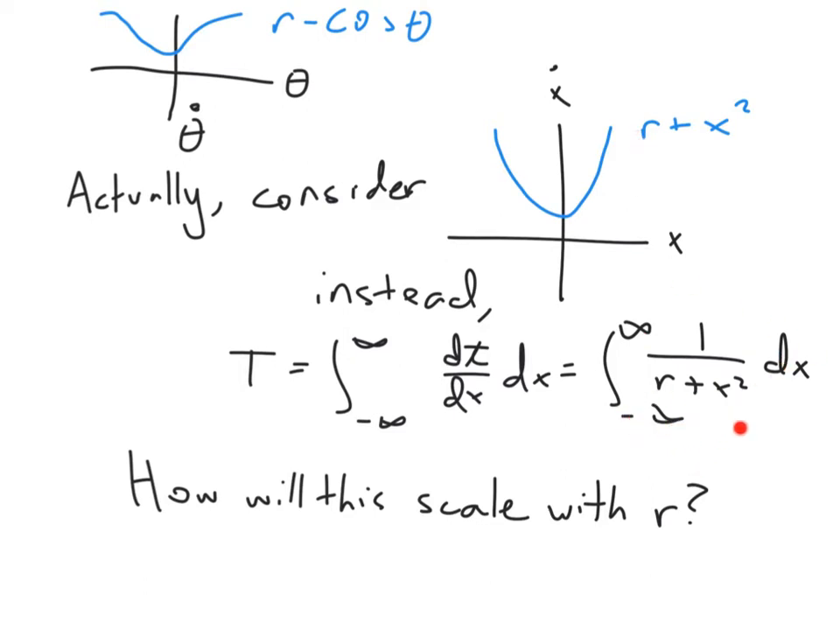But actually we're not going to integrate this. The thing that we care about is how this depends on our closeness to the bifurcation, because the question we were asking was, does the amount of time it takes scale with how close we are to the bifurcation? And so to answer that, we don't actually need to figure out exactly what this integral is. We just want to know, does this scale with r? And if it does, how will it scale with r?